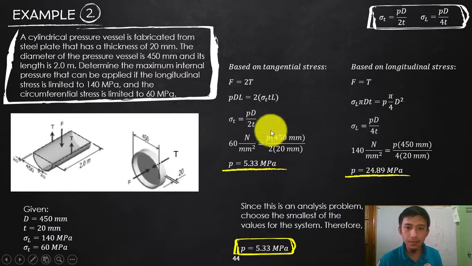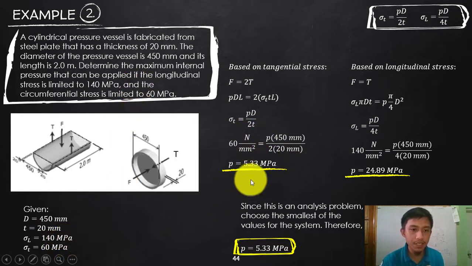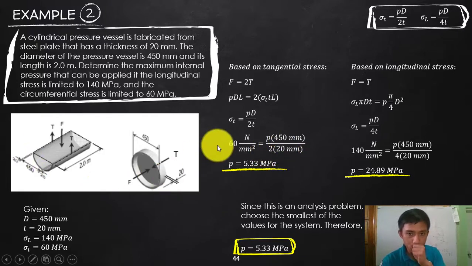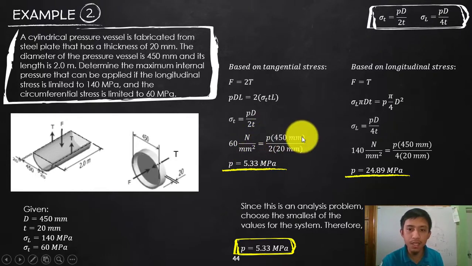Okay, so going back to our solution, I just changed the units for you not to be confused. Again, your 60 is the megapascal, so I can write that directly as Newton per millimeter squared, so that I will be using millimeter units for the distances or lengths, or thickness, or the diameter. So 60 Newton per millimeter squared is equal to force P, that is the unknown, times the diameter 450, all over 2 times the thickness 20. So cross multiply. By the way, this mm and mm cancels.